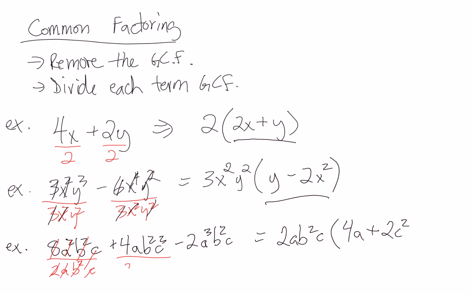Same thing for the second one, once we divide by 2ab squared c, we got 2, and then just the c squared, and do the same thing for the last one. So 2 divided by 2 is 1, so we just have 1, a squared, right, a cubed over a will just be a squared. We don't need to put the 1 in there, but you can, it doesn't matter. So a squared, the b squareds cancel, the c's cancel, and we're done. So that would be our final factored answer.